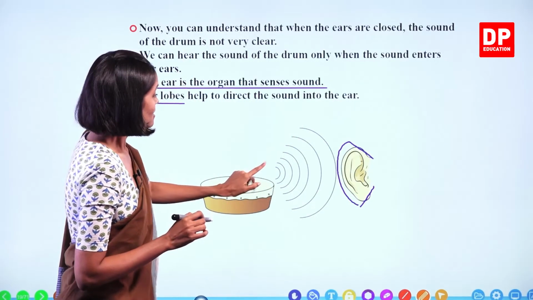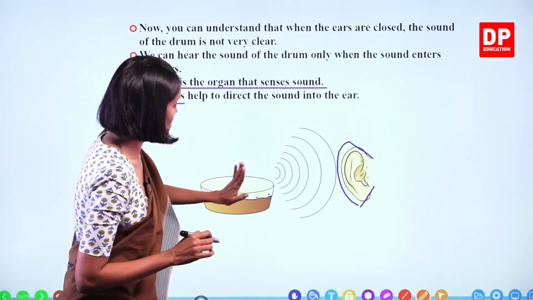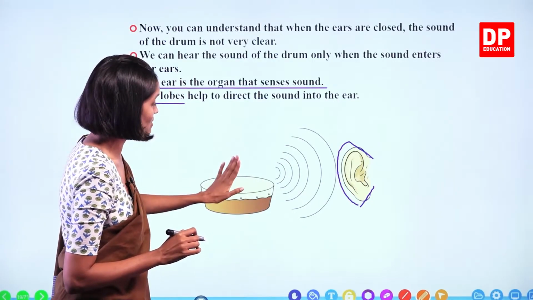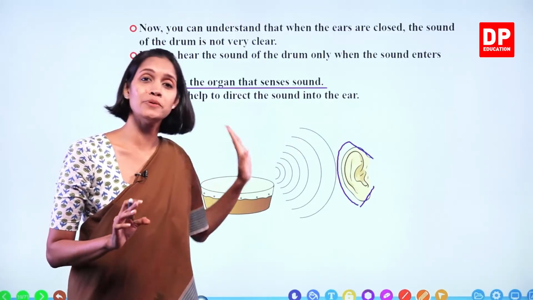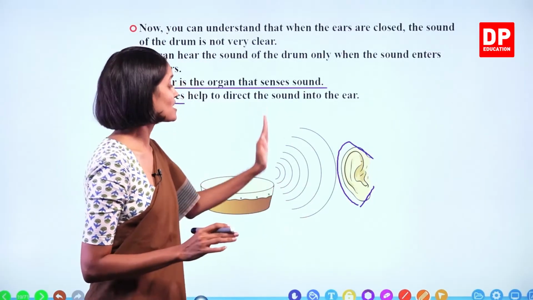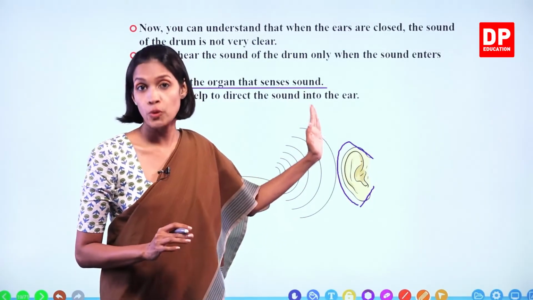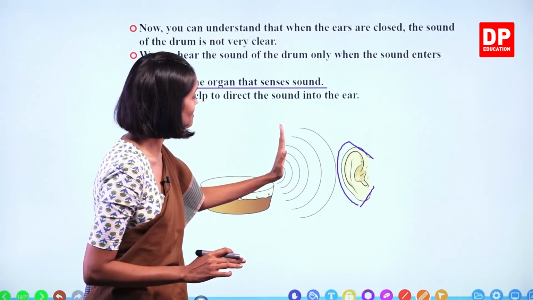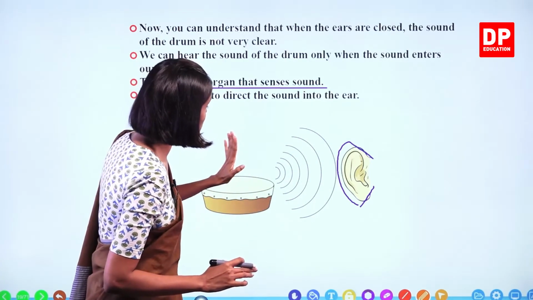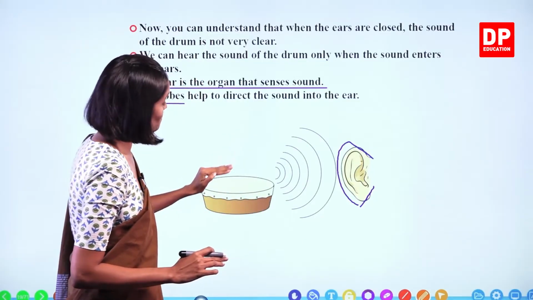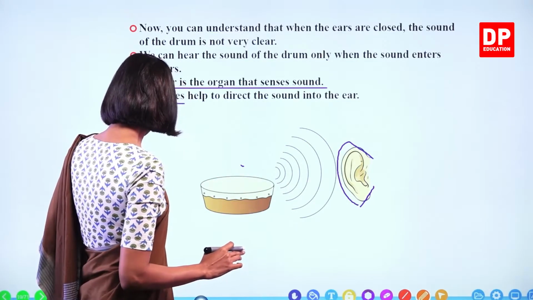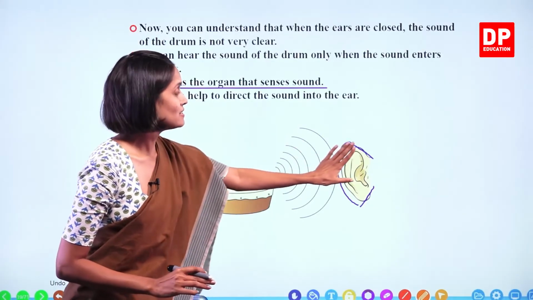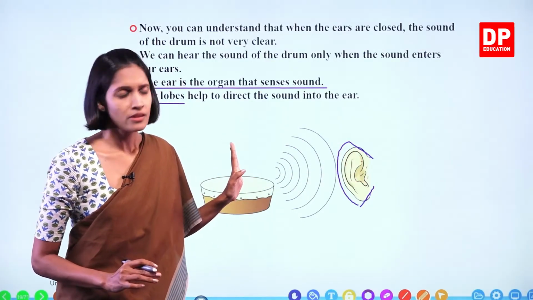Okay, children. Now here, look at this one. Now when we beat the drum, sound waves are produced. Now I told you in the upper grades you are going to learn sound travels as sound waves. Now here, this picture shows how sound waves travel. So when we beat the drum, what happens? The sound waves go through the air and reach your ear.